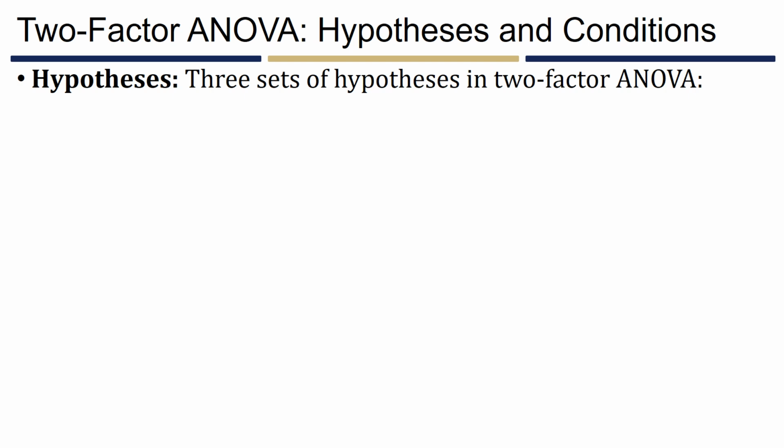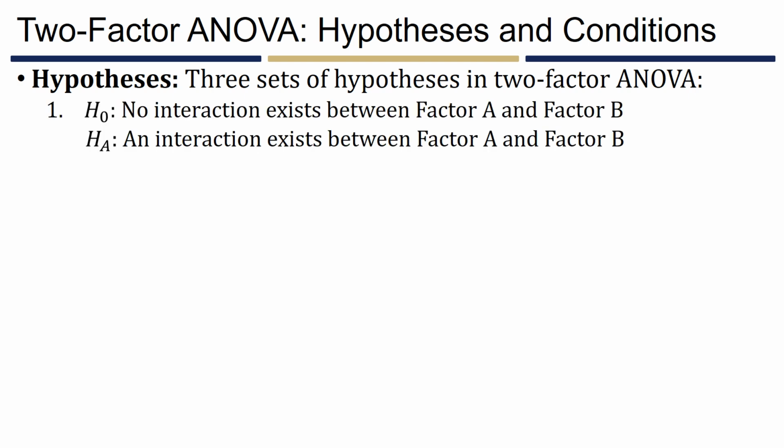Now let's talk about the different hypotheses that we can test in Two-Factor ANOVA. There are actually 3 sets of hypotheses that we can test. The first one that you should always test deals with the interaction. We have the null hypothesis that no interaction exists between factor A and factor B, against the alternative that an interaction does exist between factor A and factor B.